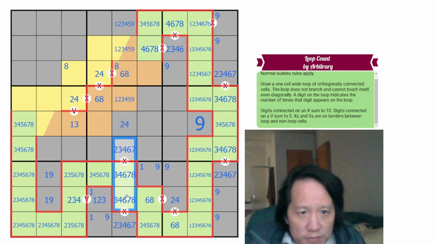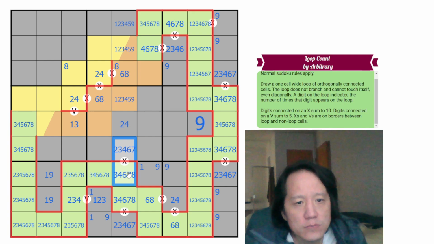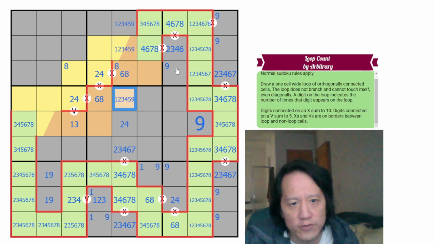So 3, 7 is always on the loop, on this set, right? Yeah. So therefore this cannot be, so either this is 2, 3 with 7, 8, or this, sorry, 2 and 8, 3 and 7, or it's 3, 7, 4, 6. So 3 can never be on the loop.